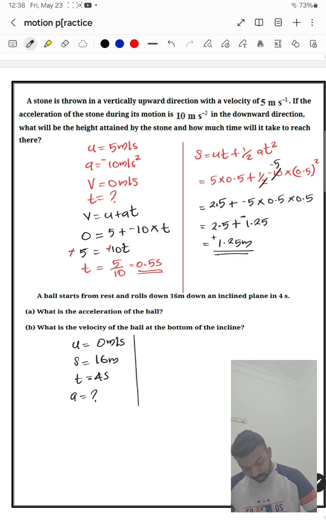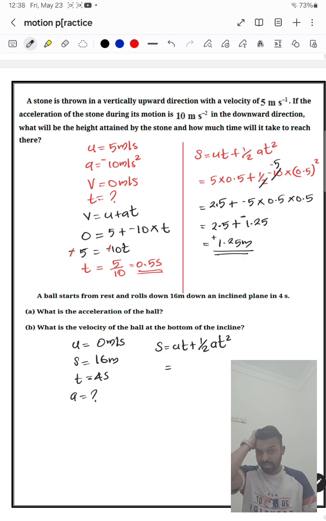Let's take the second equation. S is equal to ut plus half at square. So what is u? It is 0. 0 plus half into a, which we have to find, into t square, which is 4 square.